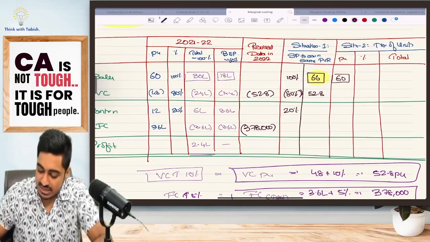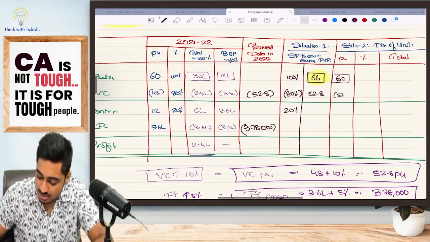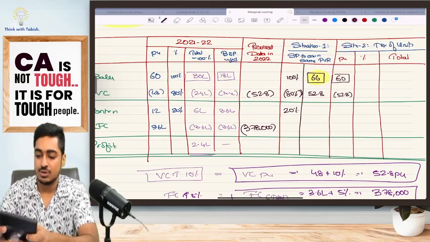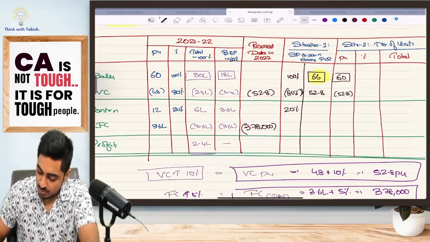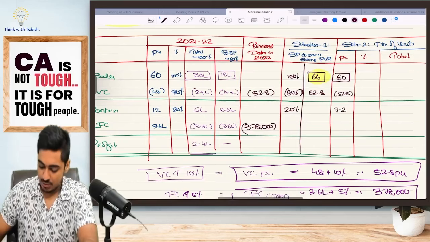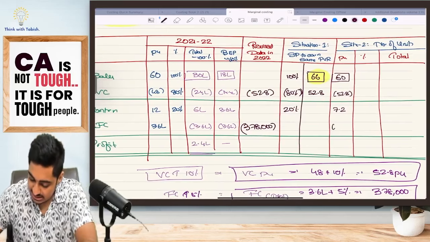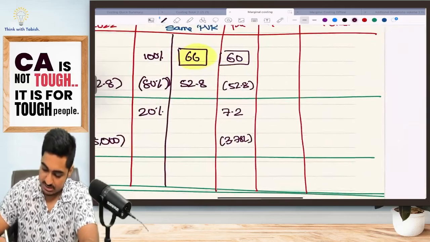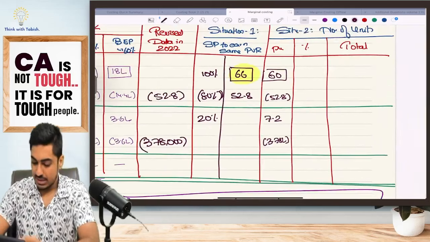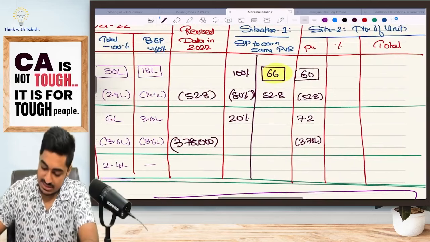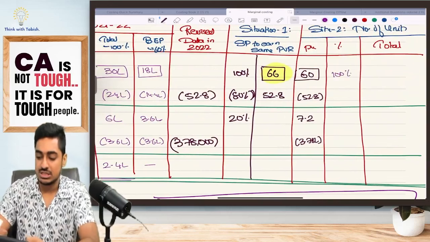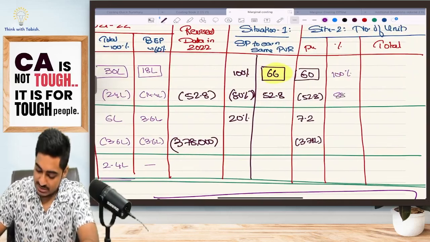So look at this, everyone. 60 is the selling price. How much is the variable cost? 52.8. That means what will be my contribution? 60 minus 52.8 is going to be 7.2. Yes or no, everyone? How much is the revised fixed cost? It is 3,78,000. Pay attention, everyone. Look at this. In terms of percentage, my sale is anyway going to be 100%. Variable cost 52.8 on 60 is going to be 88%. That means my contribution is going to be 12%.